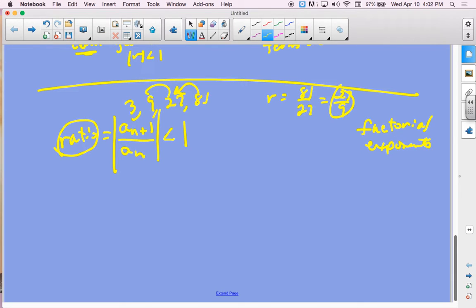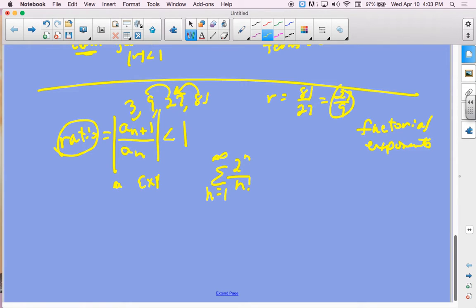And so you see it used a lot with factorial and exponent. Exercise 1 is the sum of 2 to the n over n factorial as n goes from 1 to infinity.